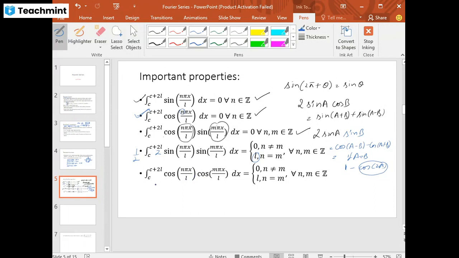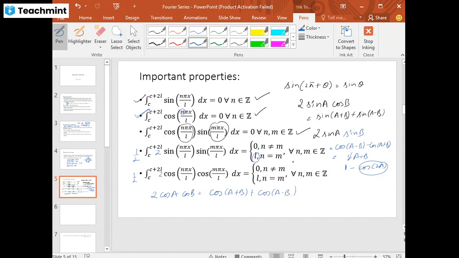Okay. And the same case is for the last case. So here, if we use the property 2 times cos A into cos B, then this is cos of A plus B plus cos of A minus B.